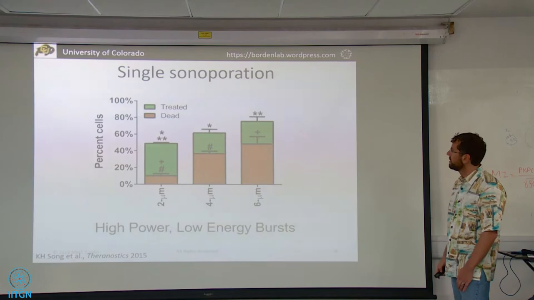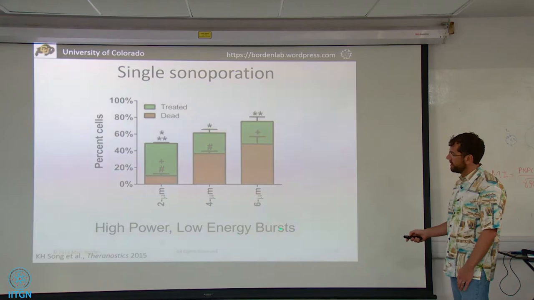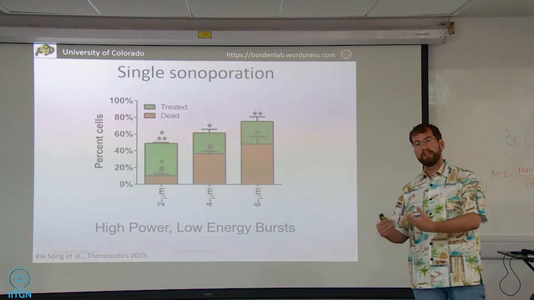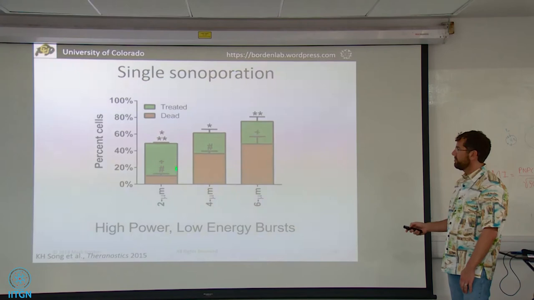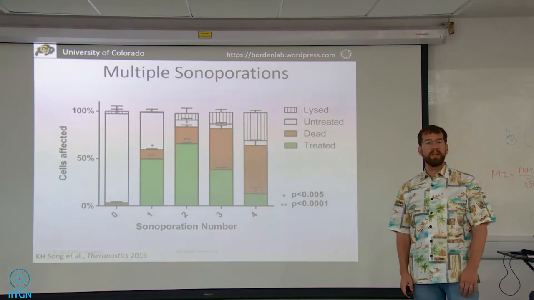What that indicated to us was that bursts of higher power and lower energy are more efficient because they allow the cell to survive. Now, we're not quite over that 50% mark when we include the dead cells. So what we did was we said, well, let's go back and we'll cheat a little bit and give them 2 sonications.